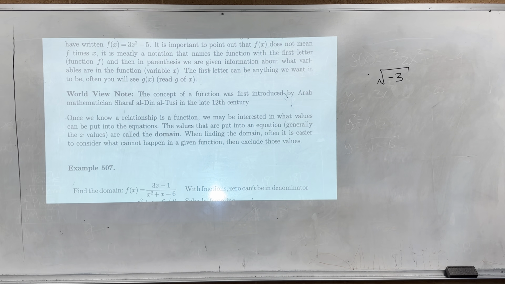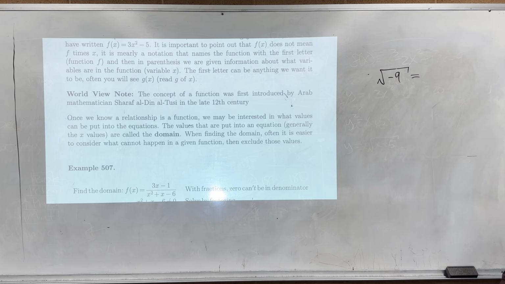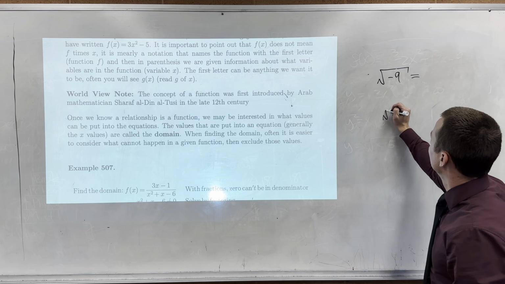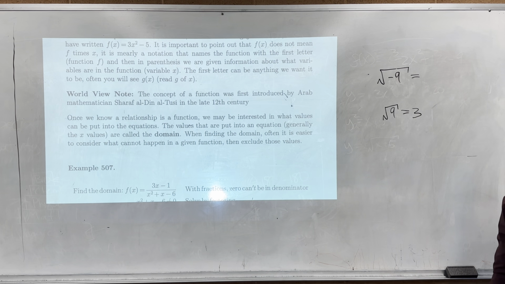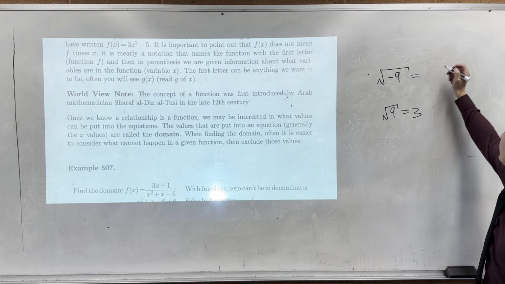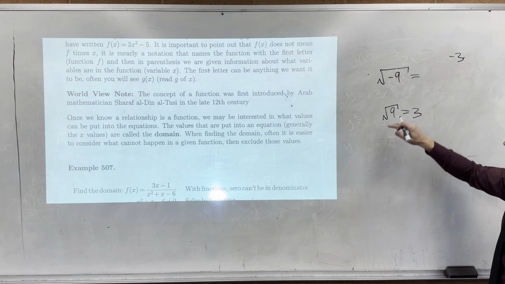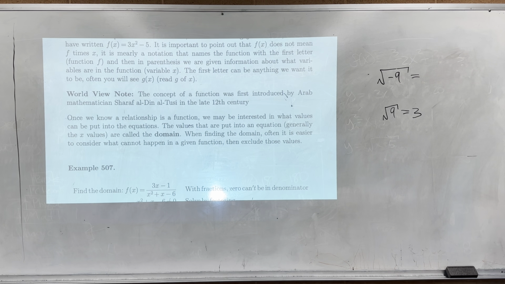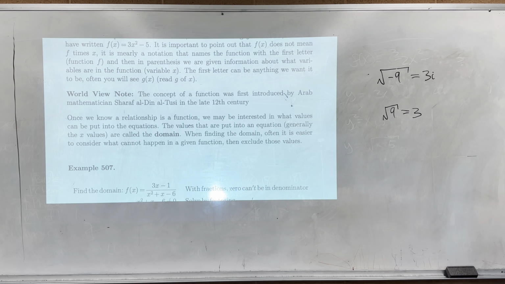Let's try square root of negative 9. What do I get? I'm going to say 9. Can't. What's the square root of 9? You're saying 3. The square root of 9 is 3, so what's the square root of negative 9? Negative 3. It's not negative 3, because what's negative 3 times negative 3? Positive 9. So no, that doesn't work. It's 3i. i is not a real number.